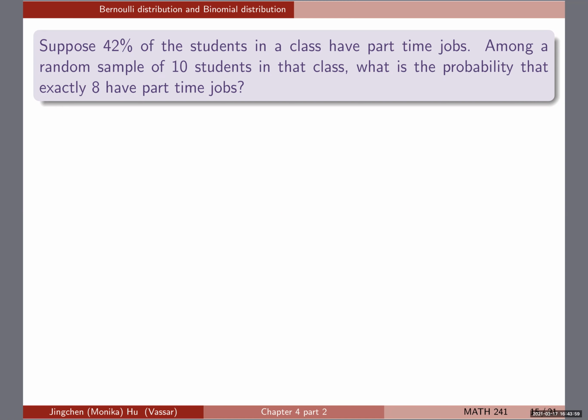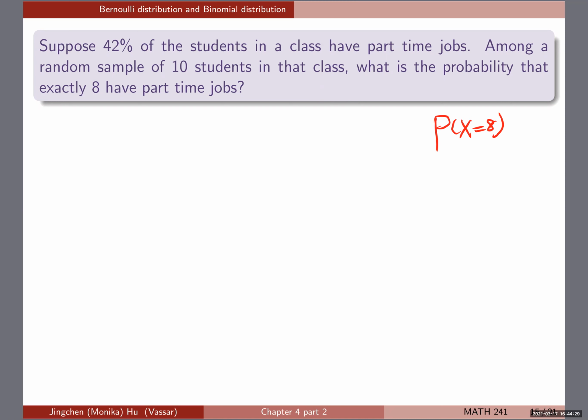P is 42%, okay? So what we need to do is just use the PMF result of the binomial distribution, right? We need to find P(X = 8), okay? Sorry, my pen, for some reason, is not working the greatest. So P(X = 8), that's what we need to do.